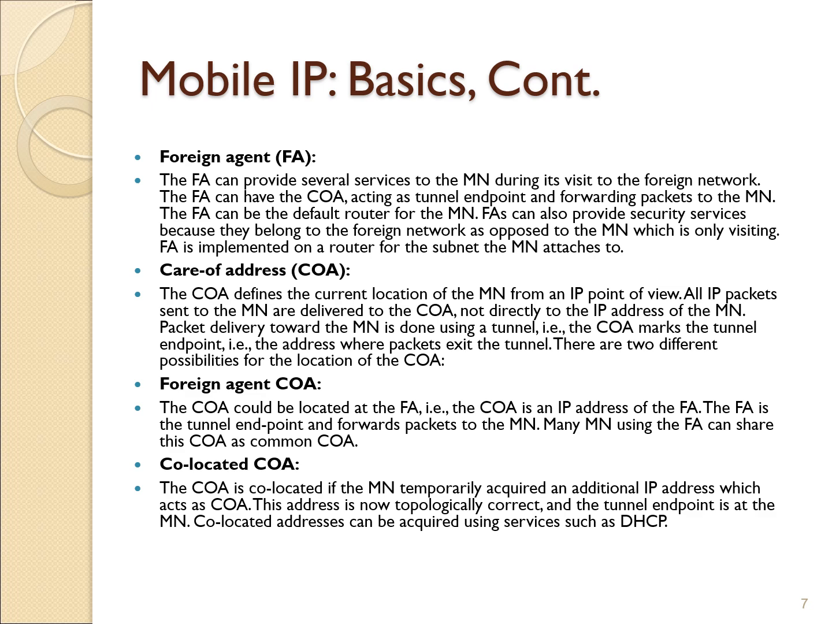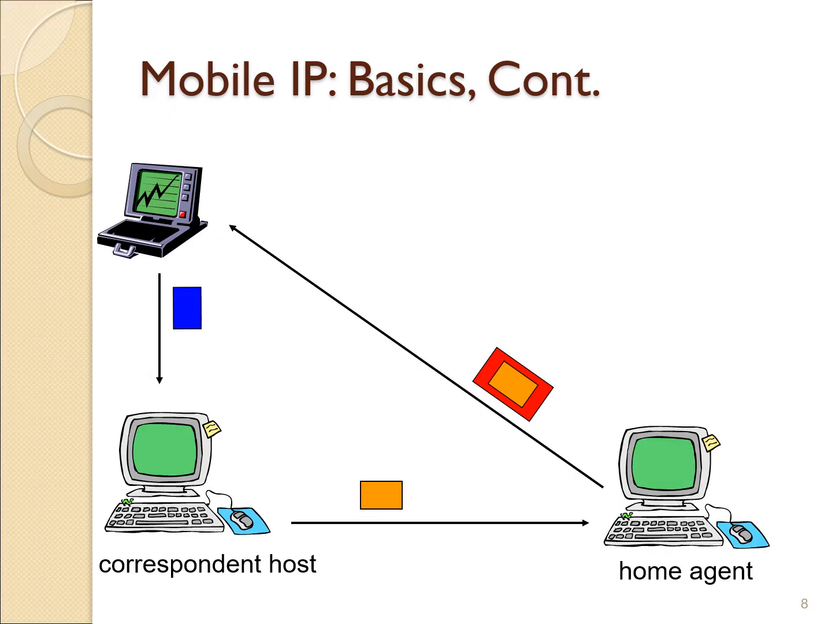Co-located COA is when MN temporarily acquires a supplementary IP address. This address is now topologically correct and the tunnel endpoint is at the MN. So these are all the different entities. The corresponding node sends the packet to the home agent, and the home agent encapsulates it with the new address and sends it to the foreign agent. The encapsulation is indicated with the red, which is described in a simple diagram.